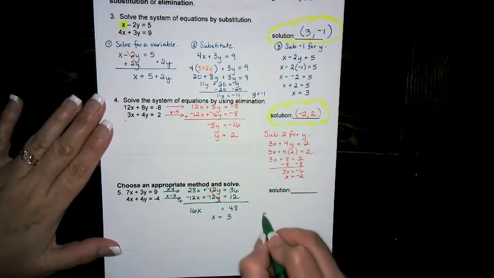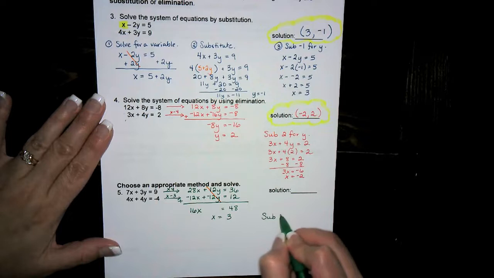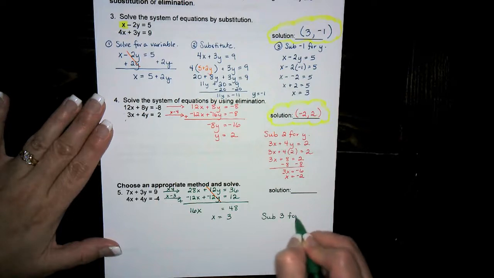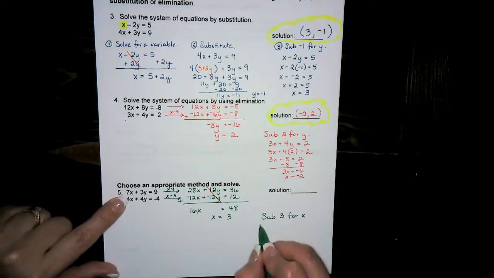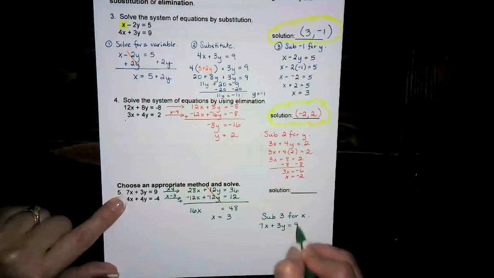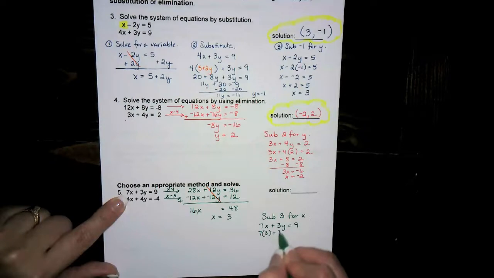So last step to find the other variable. So this time we're going to sub 3 for x. You get to choose which equation you want them in. I'm going to put it in this first equation. So 7x plus 3y equals 9. And I'm going to put in a 3 for x.